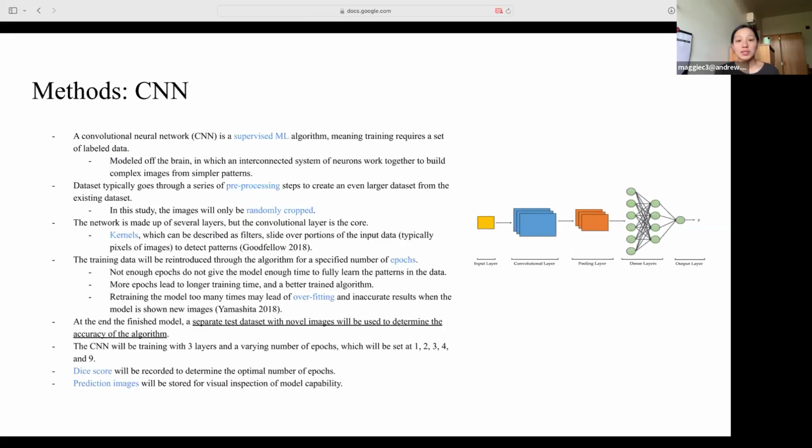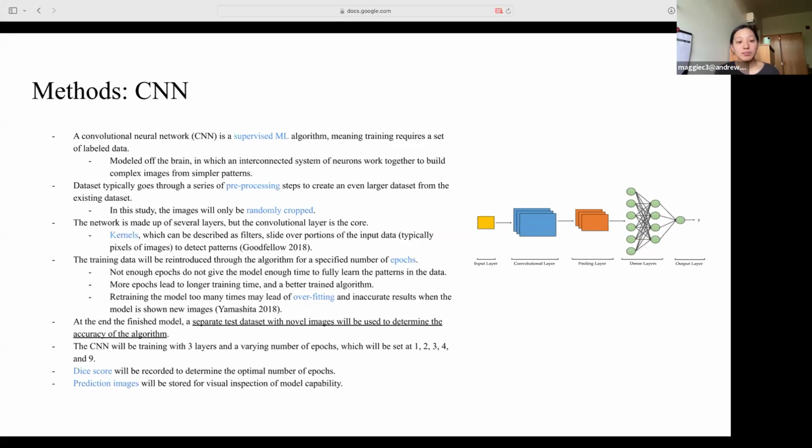The second algorithm is the CNN, or the convolutional neural network. This is a supervised machine learning algorithm, meaning training requires a set of labeled data. This is modeled off of the brain, in which an interconnected system of neurons work together to build complex images from the simpler patterns. Now, usually, a dataset typically goes through a series of pre-processing steps, but in our study, we only chose to randomly crop the images. Sometimes you may also see some dilations or rotations to create an even larger data set.